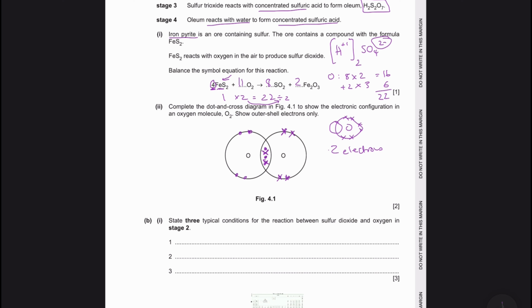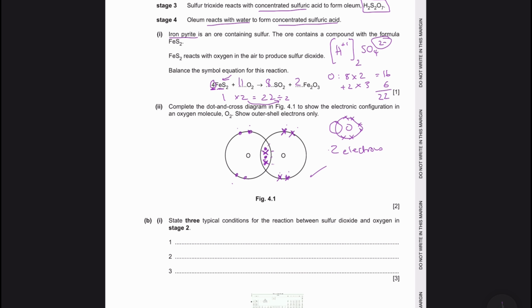So now in each of the rings, if we want to double check that there is 8: 1, 2, 3, 4, 5, 6, 7, 8. Yep, so we've checked that off. And in the left hand side, 1, 2, 3, 4, 5, 6, 7, 8 in the shell. That doesn't necessarily mean 8 from one of the oxygens.